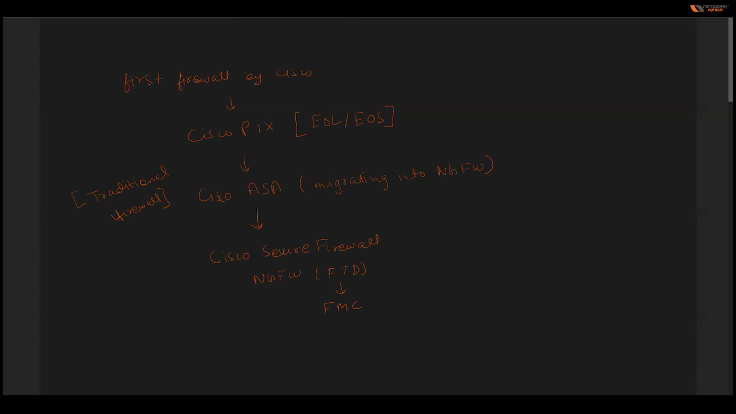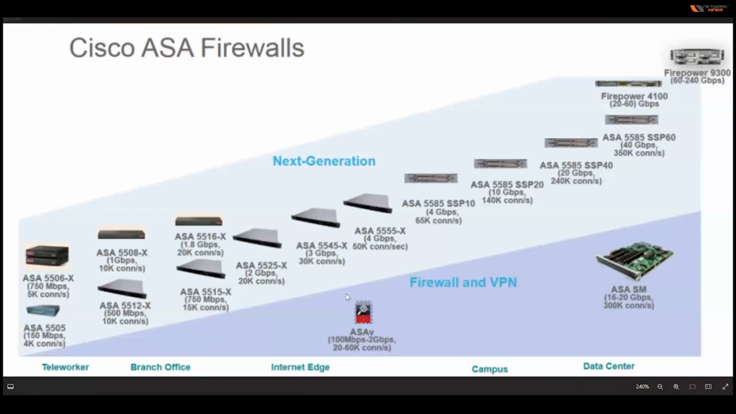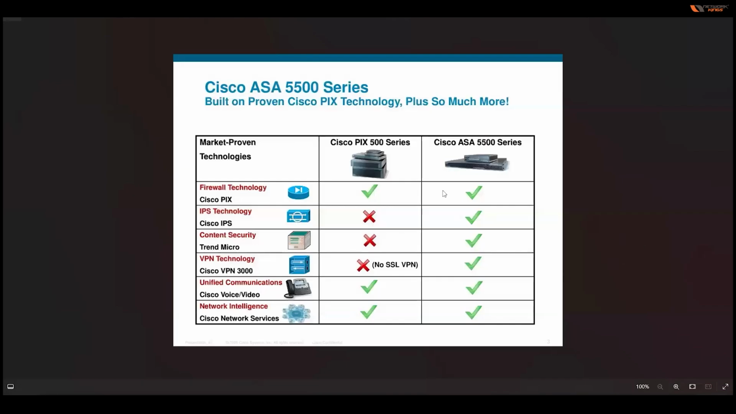Let me just show you one thing. Let's see what we have in PIX and what we have in Cisco ASA. If you can see it, these are the specs and versions. This is end of service now, there is no sale for this and it is not selling, but yes, it is still running at customer ends.